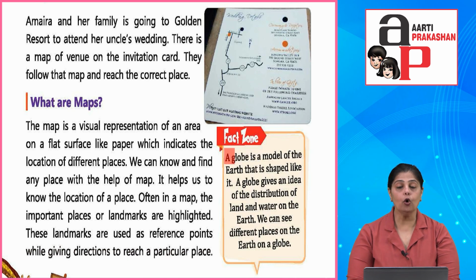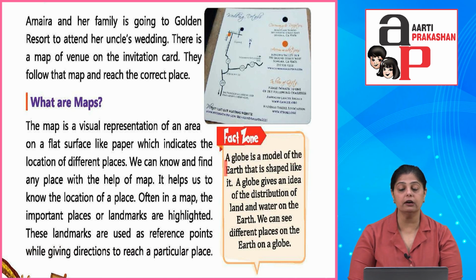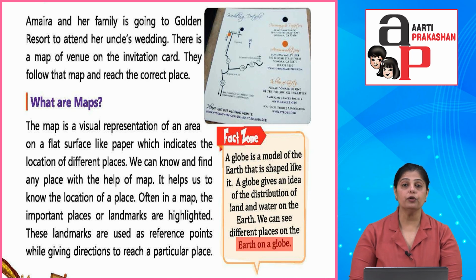Fact zone. A globe is a model of the earth that is shaped like it. A globe gives an idea of the distribution of land and water on the earth. We can see different places on the earth on a globe. So बच्चों, this is the difference between a map and the globe.